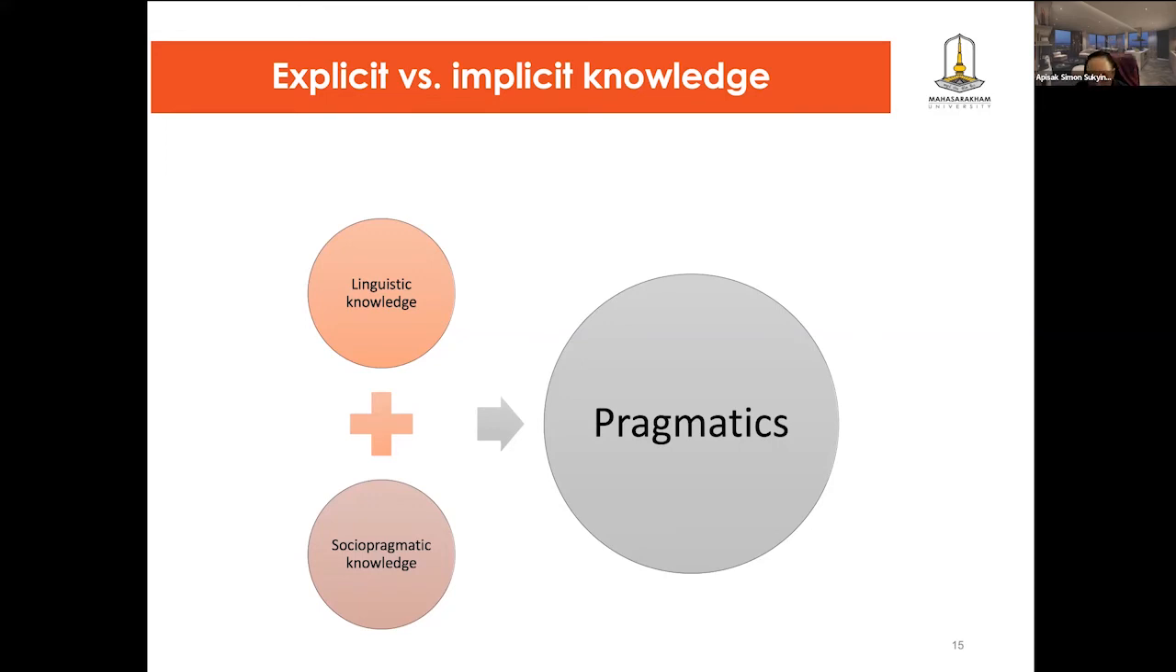So pragmatic knowledge is generally considered to consist of two components, based on Taguchi. Actually, one of my PhD students is doing research about intercultural communication. The first one is pragmalinguistic knowledge, and the second one is sociopragmatic knowledge. Pragmalinguistic knowledge consists of knowing the pragmatic effects of different linguistic elements.